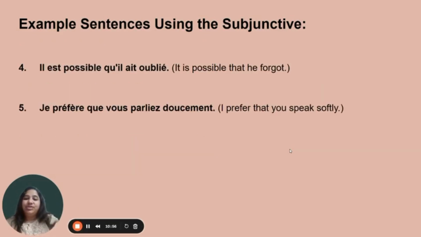Then the last two expressions are il est possible qu'il ait oublié. It is possible that he forgets. Now ait comes from the verb avoir. Again, it is an irregular subjunctive. Je préfère que. This preference comes under what? The wish, right? Je préfère que vous parliez doucement. I prefer that you speak softly.